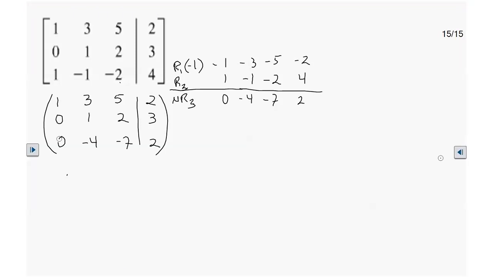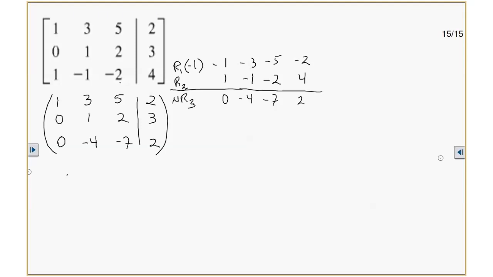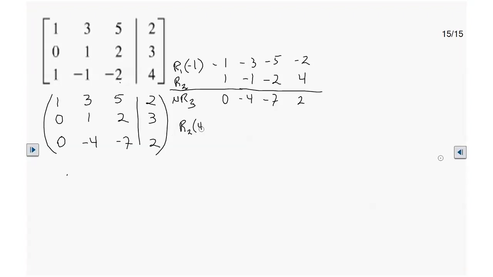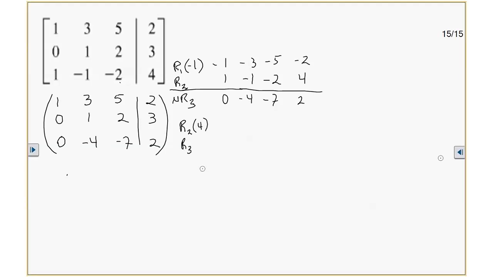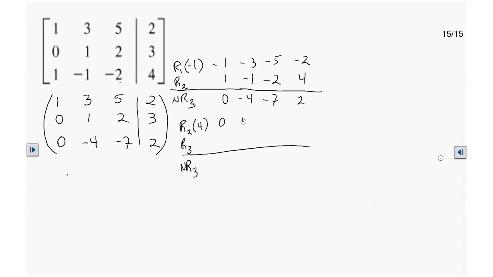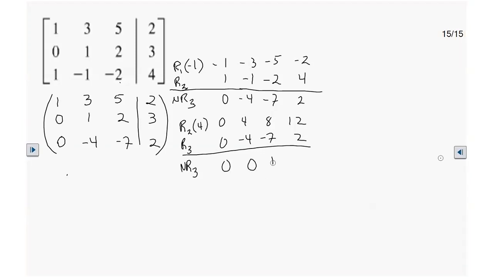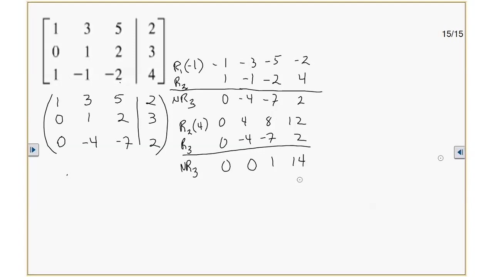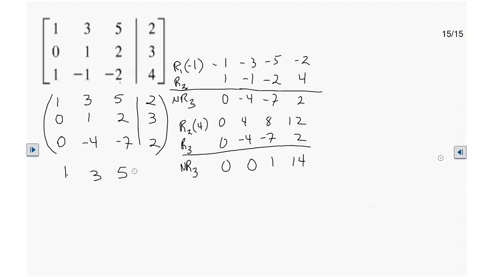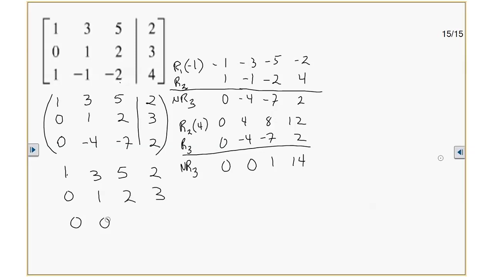Now, what am I going to use to get rid of that negative 4? Row two, multiplied by positive four, add it to row three to get new row three. Four becomes 0, 4, 8, and 12. Add 0, negative 4, negative 7, and 2. That gives us 0, 0, 1, and 14. So that'd be 1, 3, 5, 2; 0, 1, 2, 3; 0, 0, 1, 14.